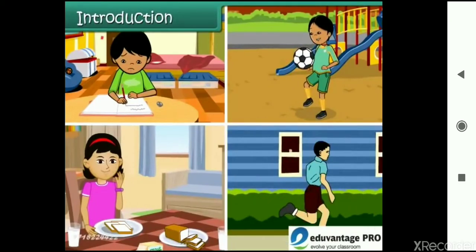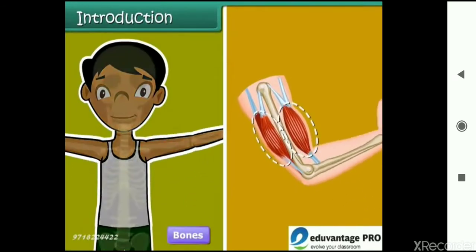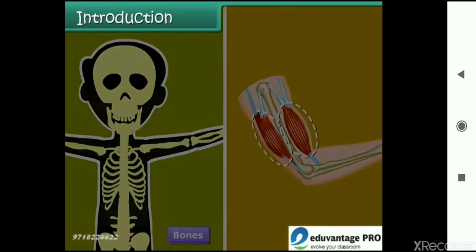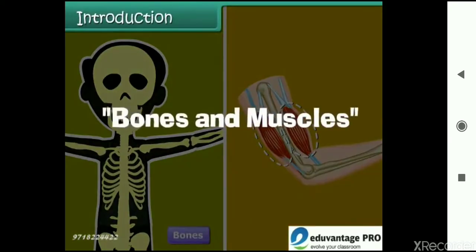Friends, do you know our bones and muscles play an important role in performing all such activities? Bones and muscles are the important parts of our body which make all bodily movements possible. Come on, let us learn more about these in this lesson. Bones and muscles.